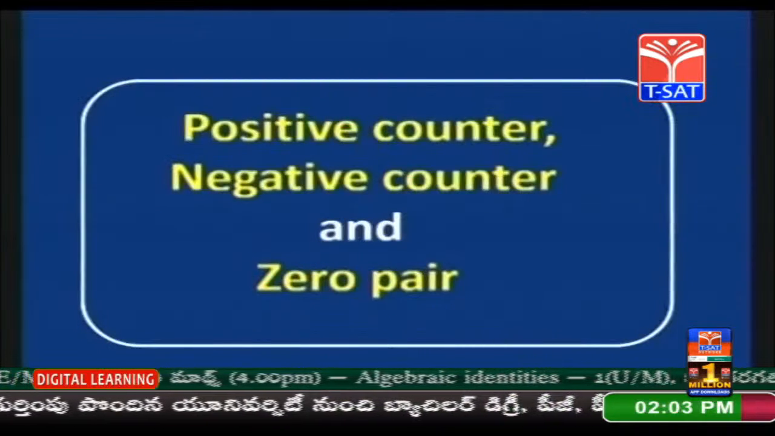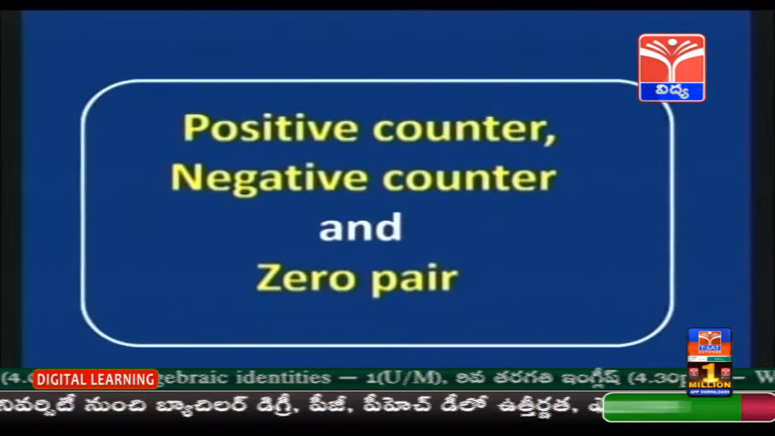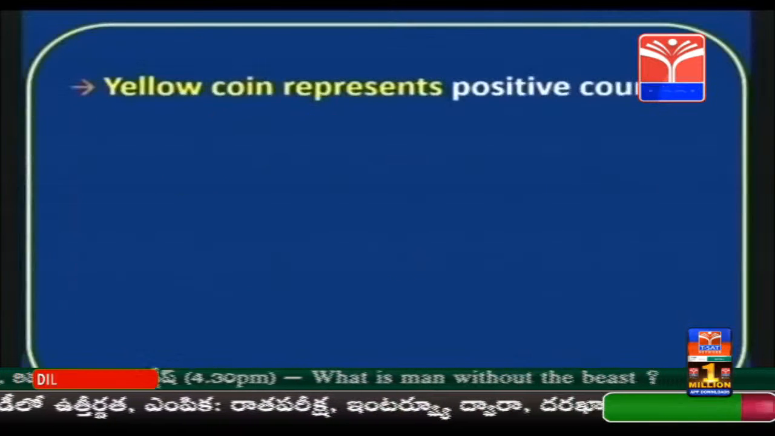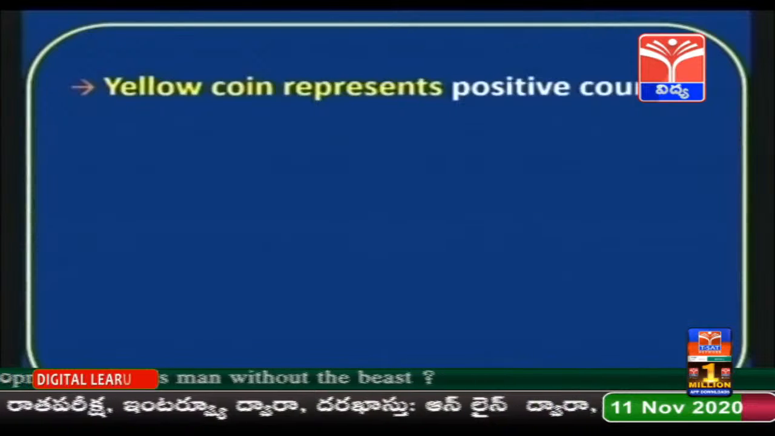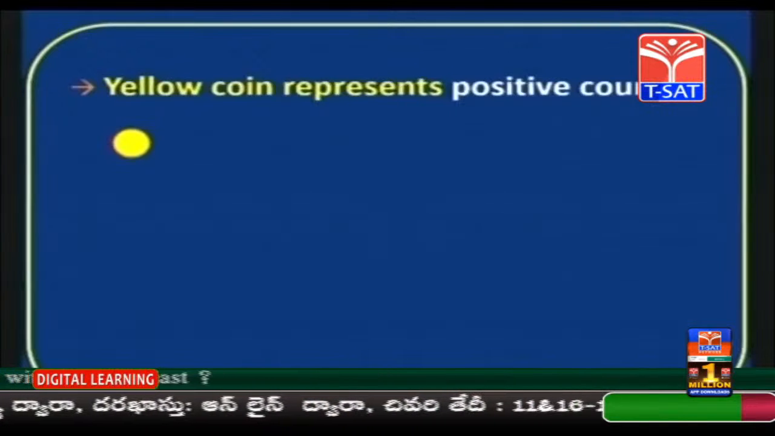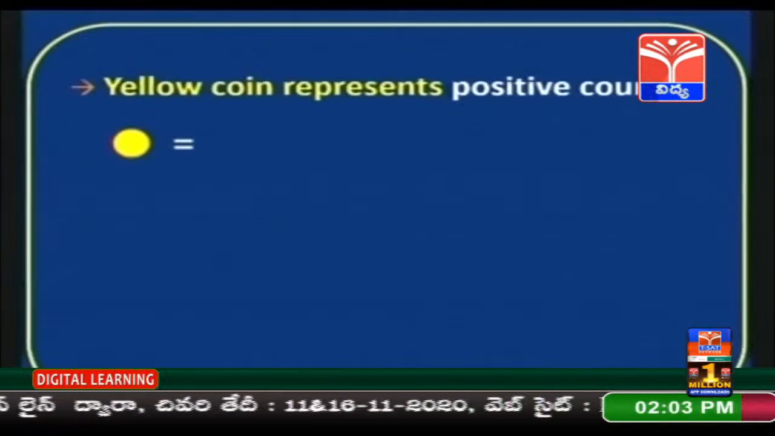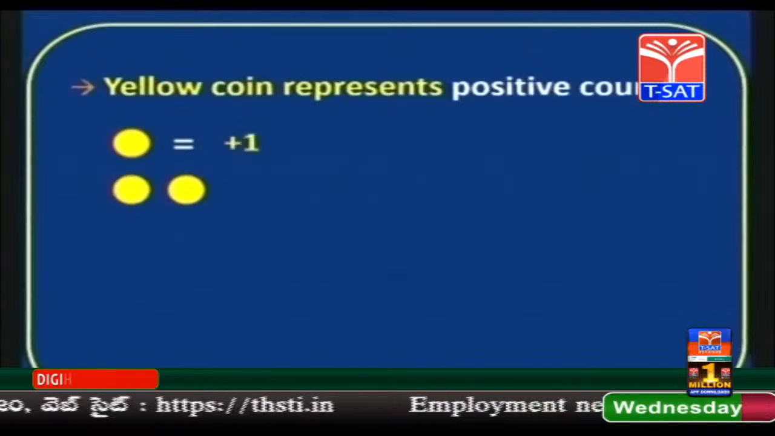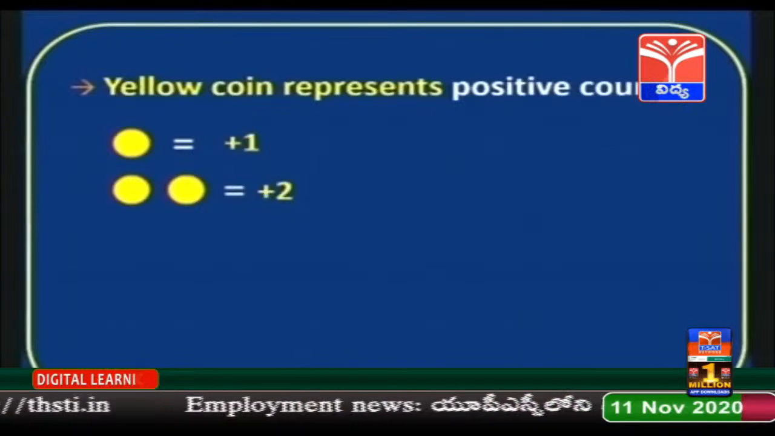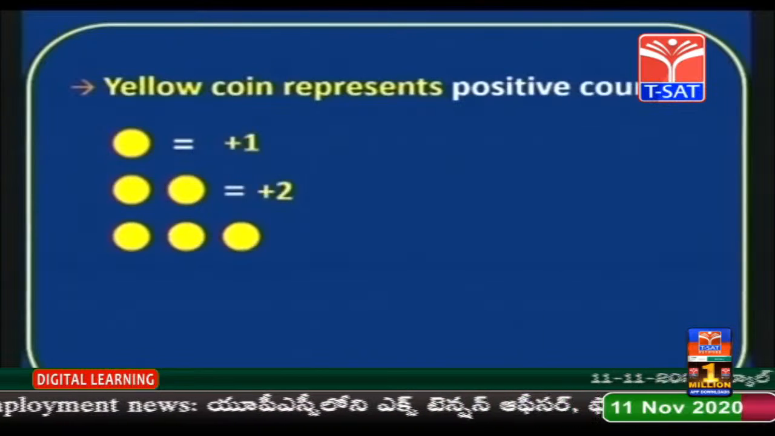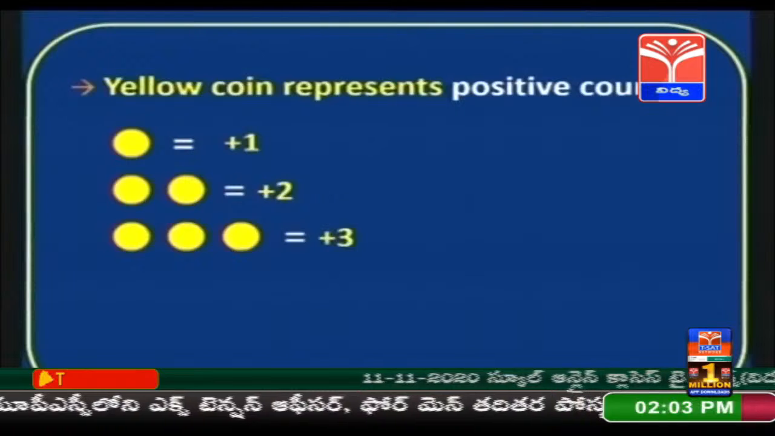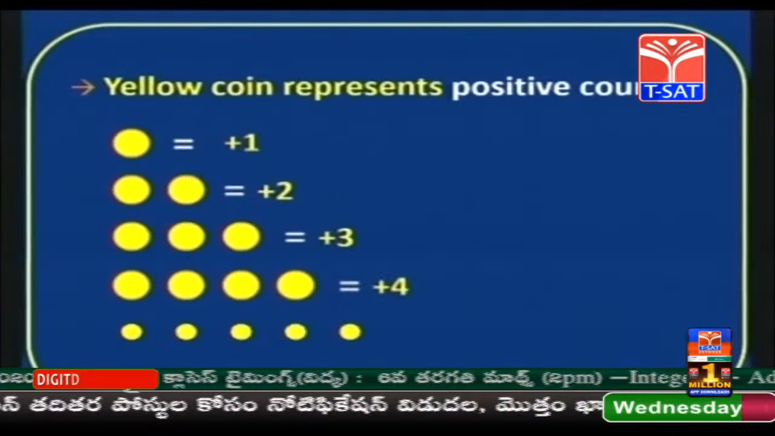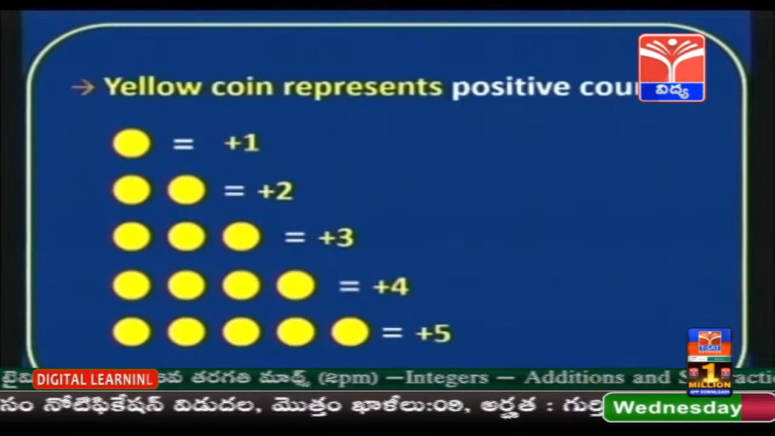Okay, now let us understand what is positive counter, negative counter and 0 pair. Children, here I am taking yellow coin which is representing a positive counter. Children, observe the screen. I am taking one coin which is equal to plus 1. I am taking 2 coins which is equal to plus 2. Now I am taking 3 coins which is equal to plus 3, 4 coins plus 4, 5 coins plus 5.